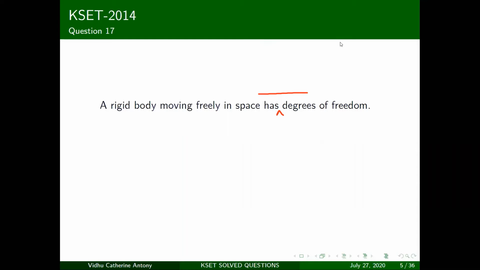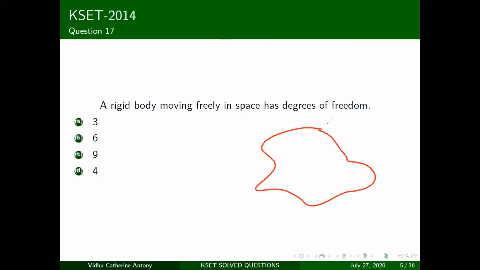So let's look at this: 3, 6, 9, and 4. What I want to do is describe to you how a rigid body in space can be described. Here you have a point, say P1, a point P2, and a point P3. P1 is described by your vector R1, P2 by a vector R2, and P3 by a vector R3. All of these are position vectors.